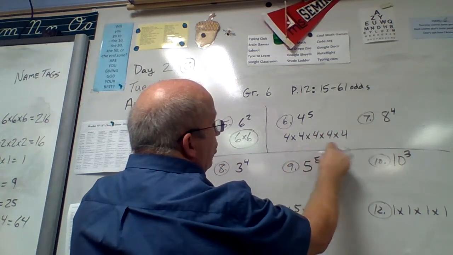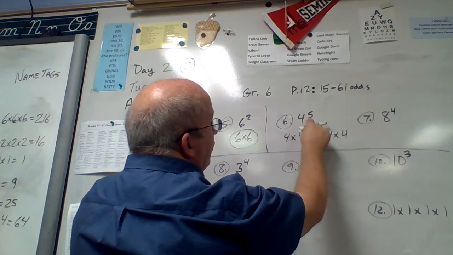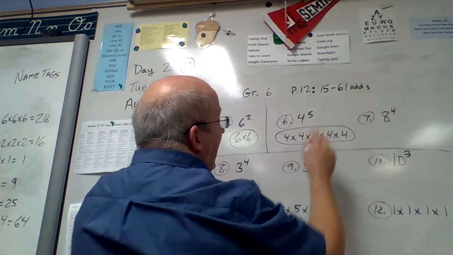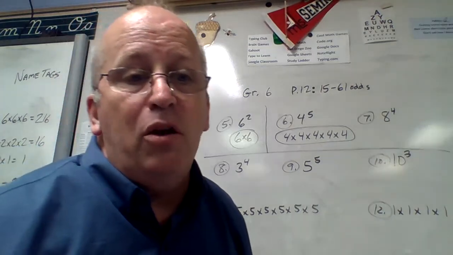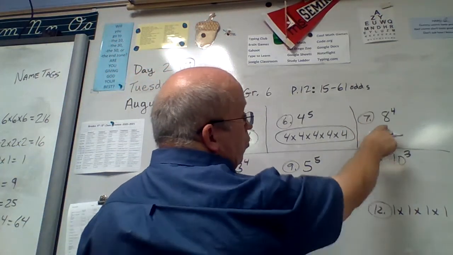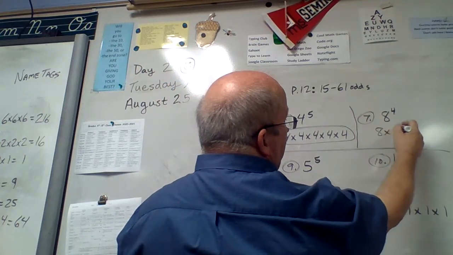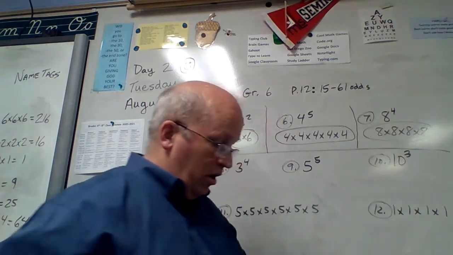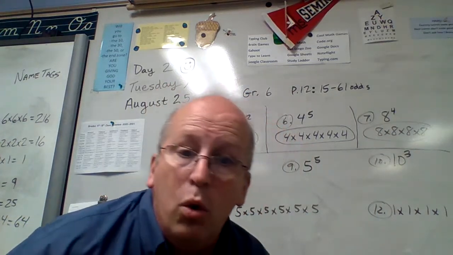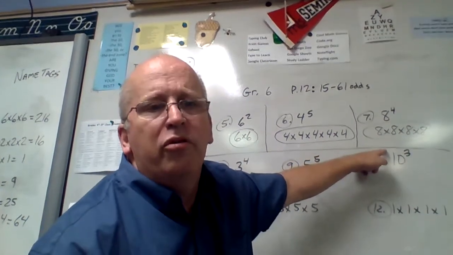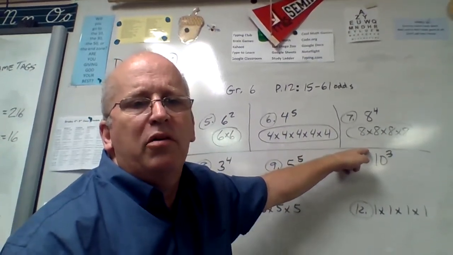Notice, 4 to the fifth power. So I write the 4 5 different times. They're not asking for the answer yet. They're just asking me to write it as the product of the same power. This one right here, we're going to write it as 8 times 8 times 8 times 8, because that's what the directions tell us to do there. The directions say write each power as a product of the same factor. So it's 8 times 8 times 8 times 8.